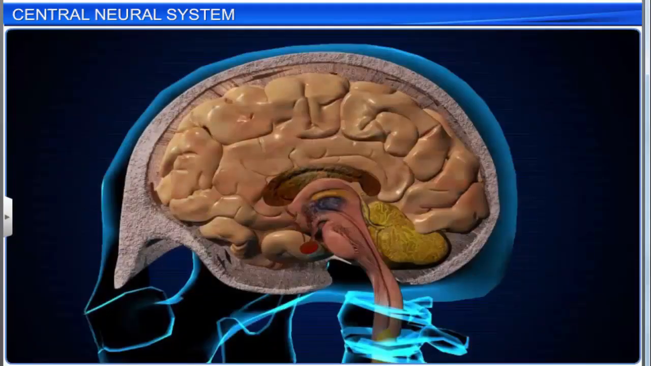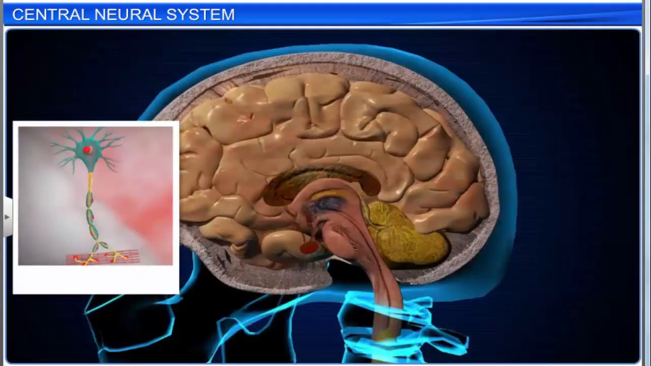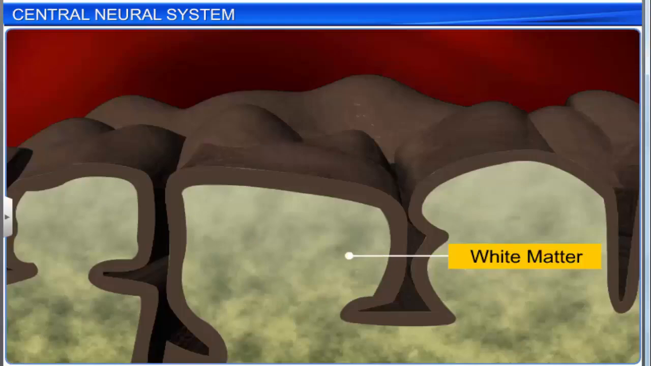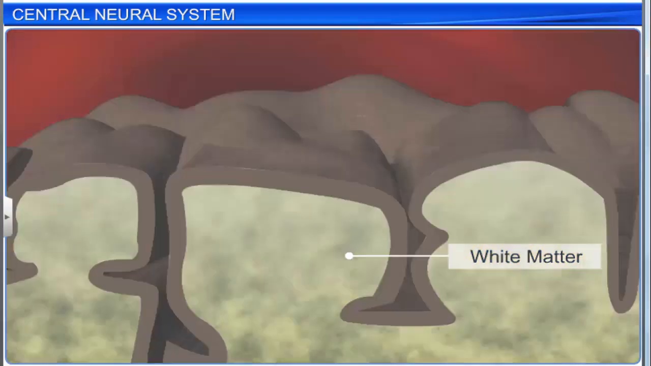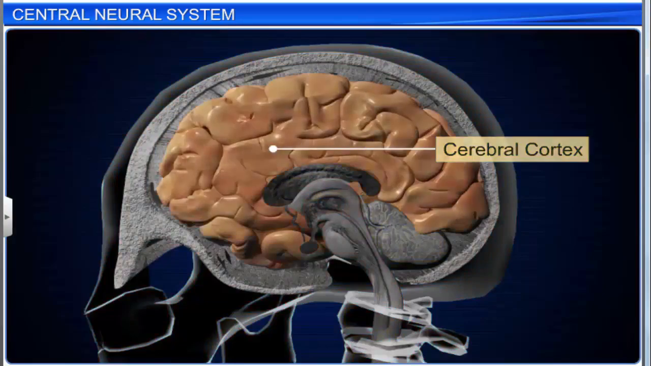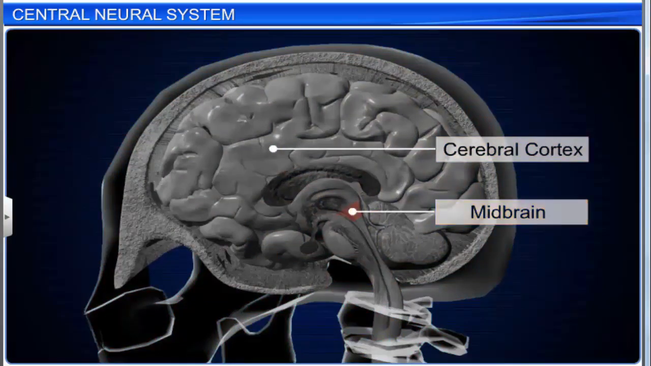Due to the presence of myelinated axons, the inner part of the cerebral hemisphere appears white and is thus called white matter. The thalamus is located between the cerebral cortex and midbrain and acts as a major coordinating center for sensory and motor signaling.